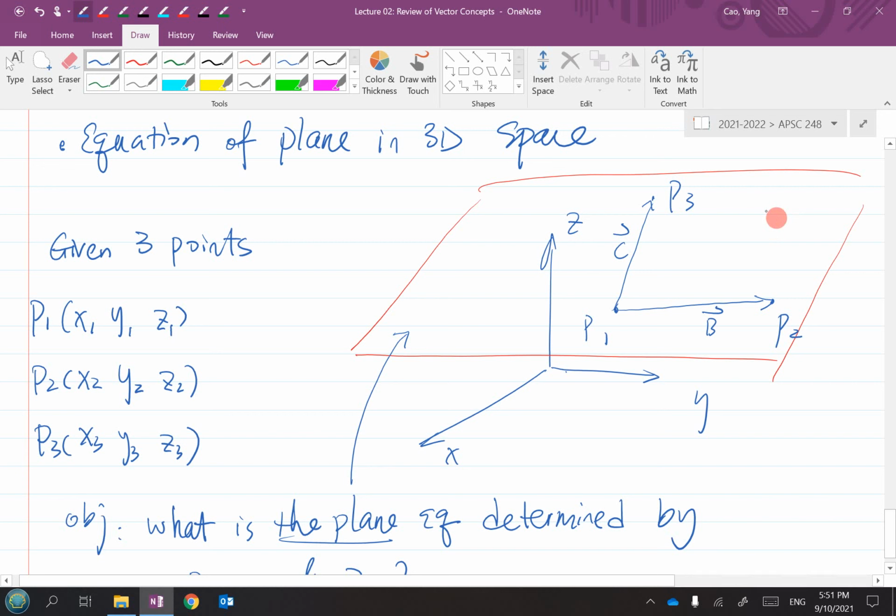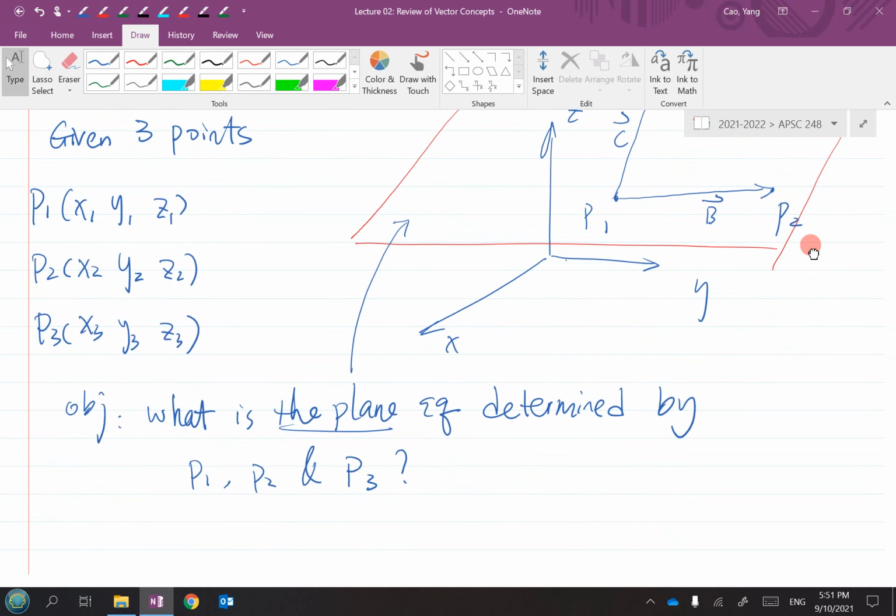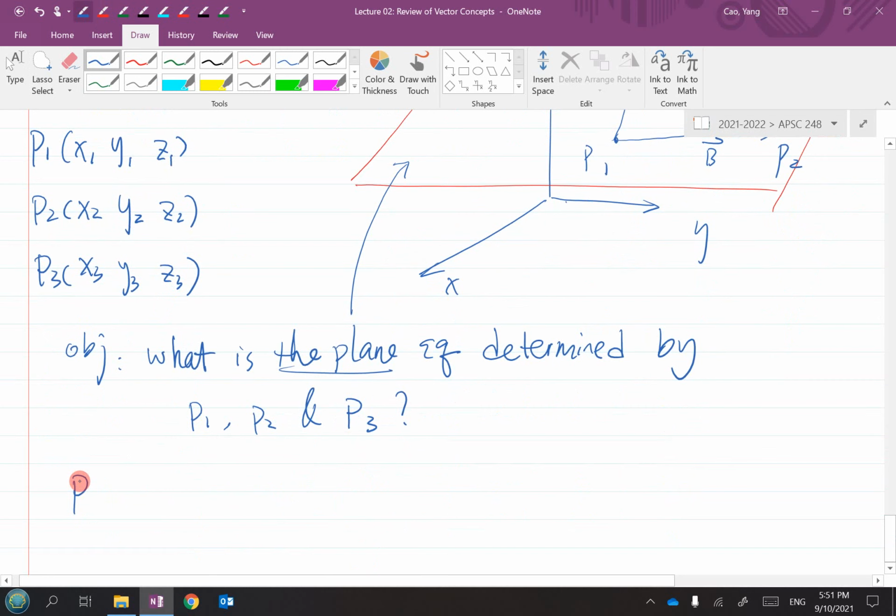Okay? So for the same purpose, we're going to pick a point on the plane, and we call the coordinates of this point x, y, z. So basically now I have a point P here with coordinates x, y, z. P is on the plane. So the whole idea next is to find an expression that includes x, y, z, which will be the expression for the plane. That's the thought here.